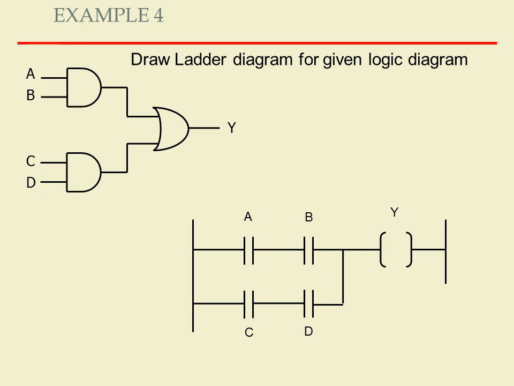Then the first AND gate will be represented as the series switches, two open switches in series A and B. Then the second AND gate will be represented as two open switches in series C and D, and whatever is the output of these two AND gates should be ORed. Okay, so these two branches are connected in parallel, so they will form the OR operation, and its output will be indicated by the output device Y.